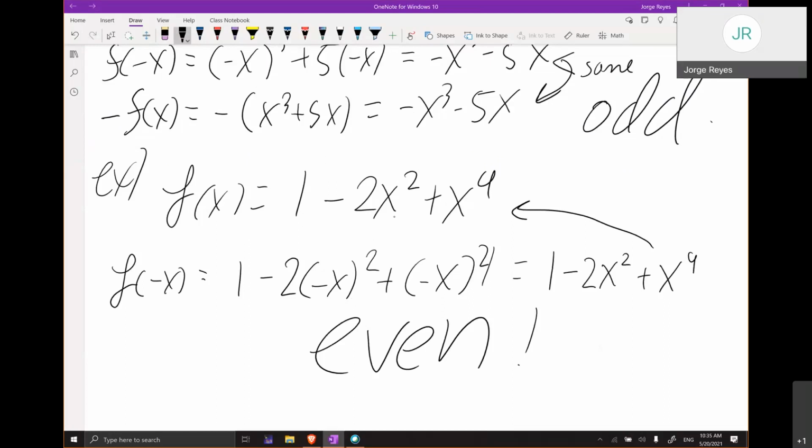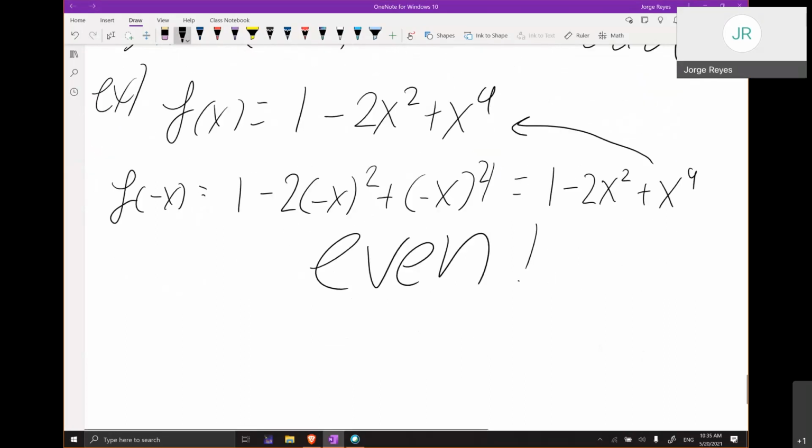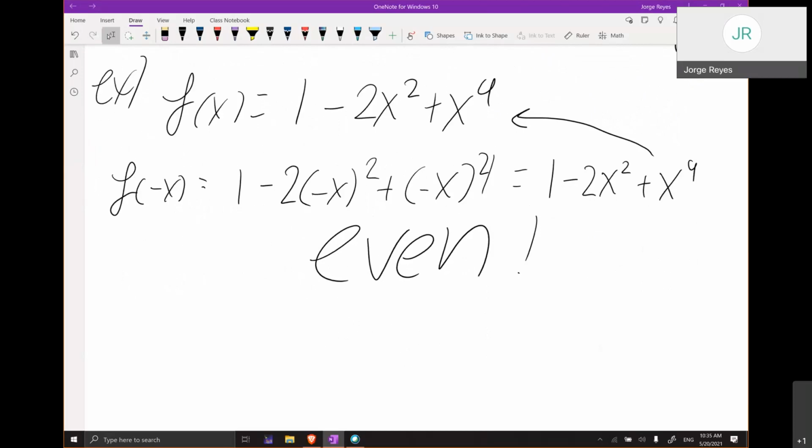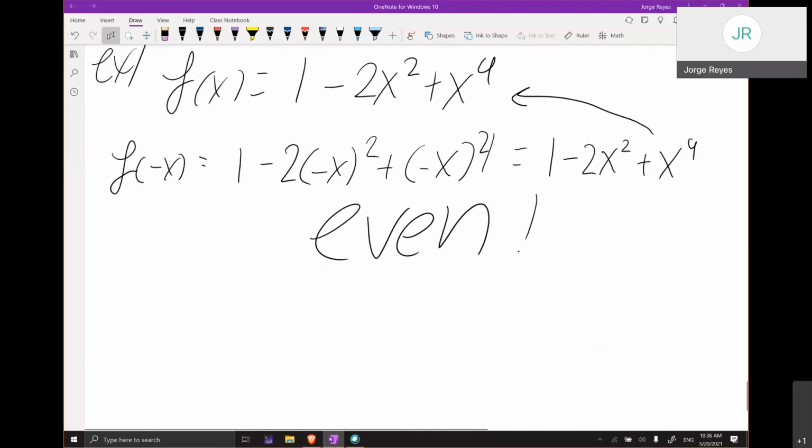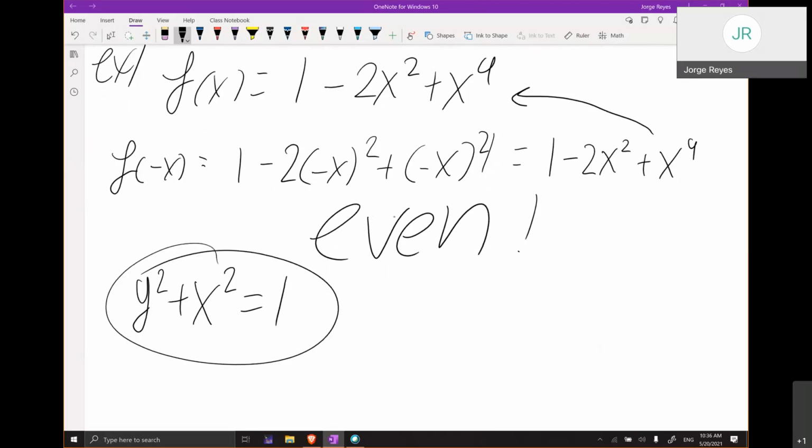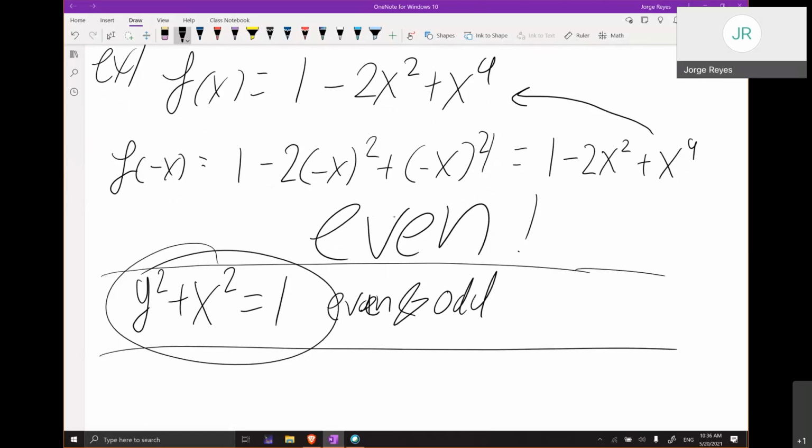Now, I should tell you to be mildly careful, because you should check that it's not also odd. A function cannot be even and odd at the same time, except, if I asked you about this thing, that's, if we remember, a circle. And that is even and odd at the same time. But that would be a really mean trick question, so you probably don't have to worry about that. If it's even, that means it's not odd. And if it's odd, it means it's not even. And if it's neither, then it's actually neither.